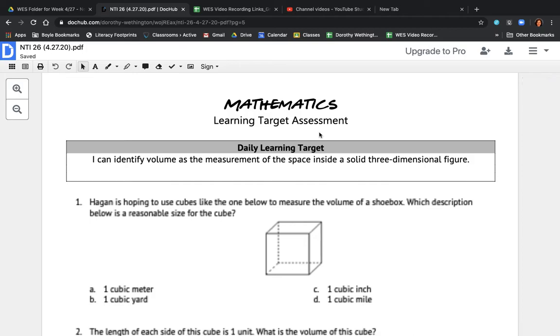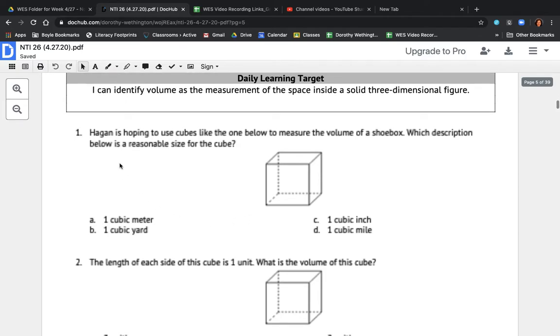Mathematics. Learning target assessment. Daily learning target: I can identify volume as the measurement of the space inside a solid three-dimensional figure. Question 1. Hagen is hoping to use cubes like the one below to measure the volume of a shoebox. Which description below is a reasonable size for the cube? A. 1 cubic meter, B. 1 cubic yard, C. 1 cubic inch, or D. 1 cubic mile?